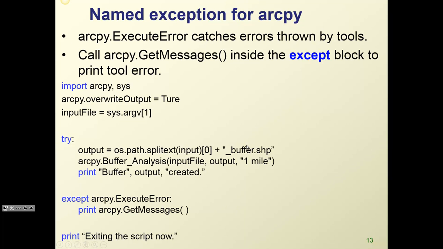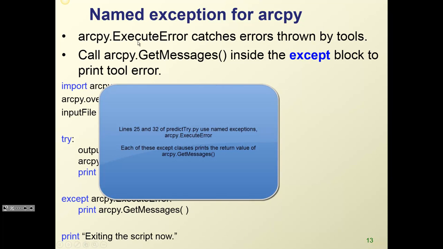So that's what the next slide has to do with, named exceptions for ArcPy. So you can say arcpy.ExecuteError. I don't know if you noticed that in the script that I passed out on line 25 and line 32. It says except arcpy.ExecuteError, and that's the way you can specifically catch named errors for tool execution. So all of them are called ExecuteErrors, and then they have specific things they say that went wrong.